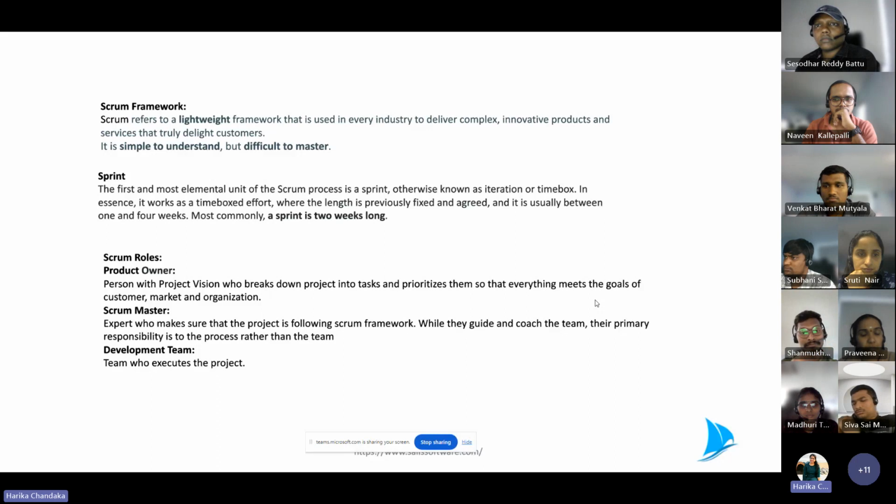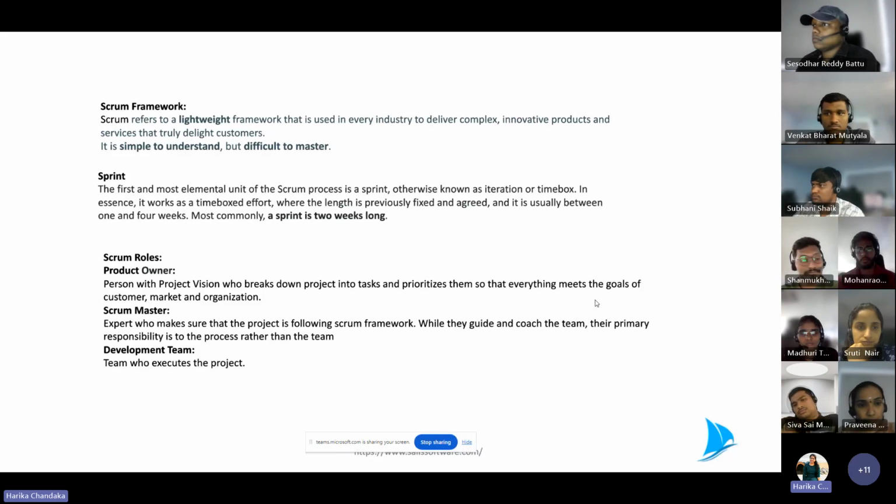So this is the dictionary definition of Scrum framework. Scrum refers to a lightweight framework that is used in every industry to deliver complex, innovative products and services that truly delight the customers. It's always simple to understand, but difficult to master. So it's easy, like I can define these sprint ceremonies, etc., but while following we have a lot of issues coming up from most of the teams, right?